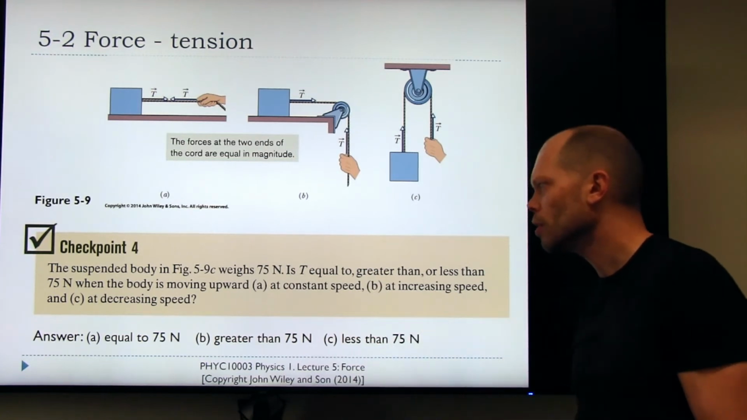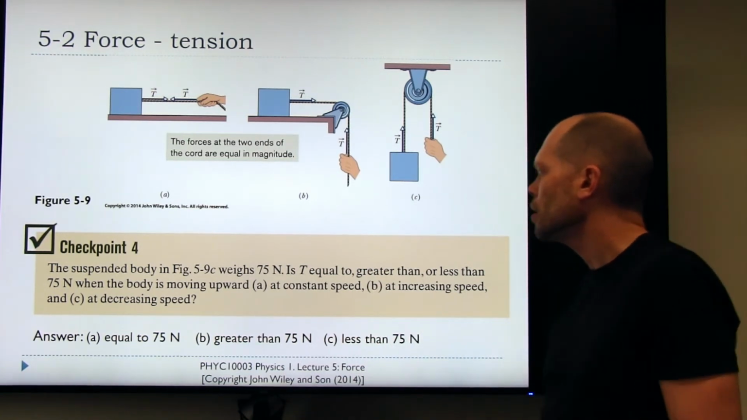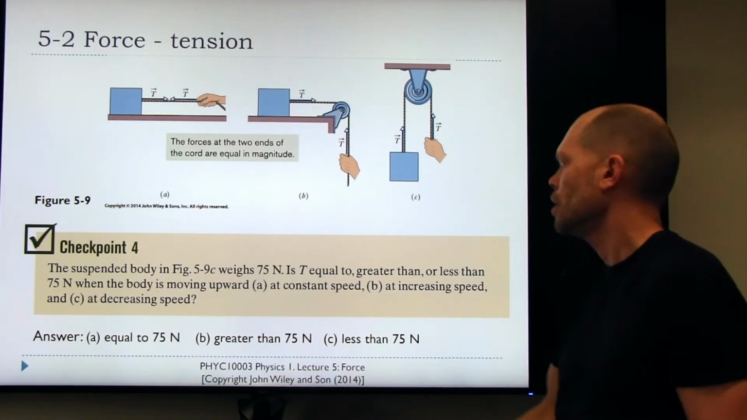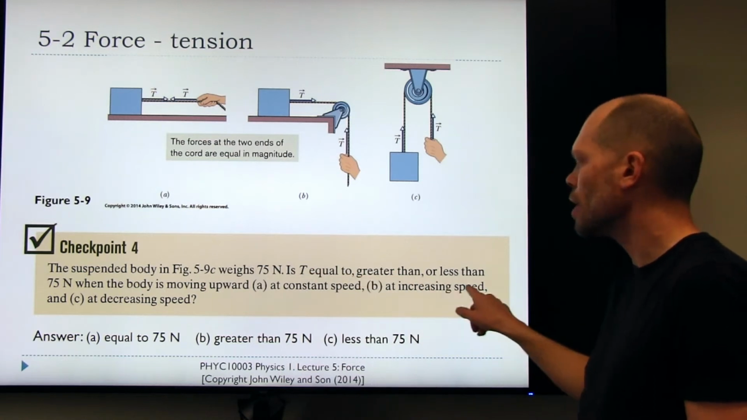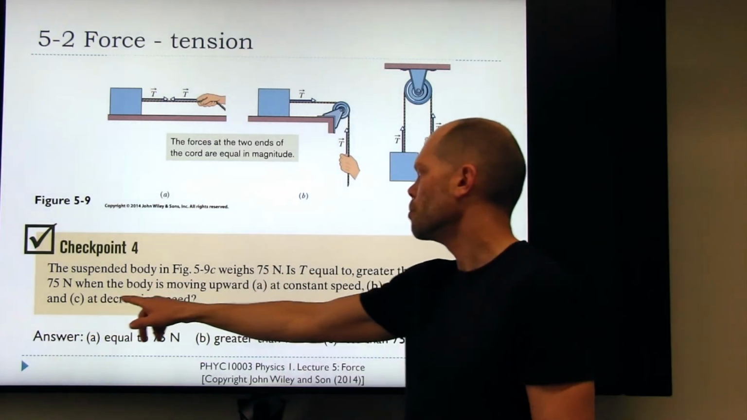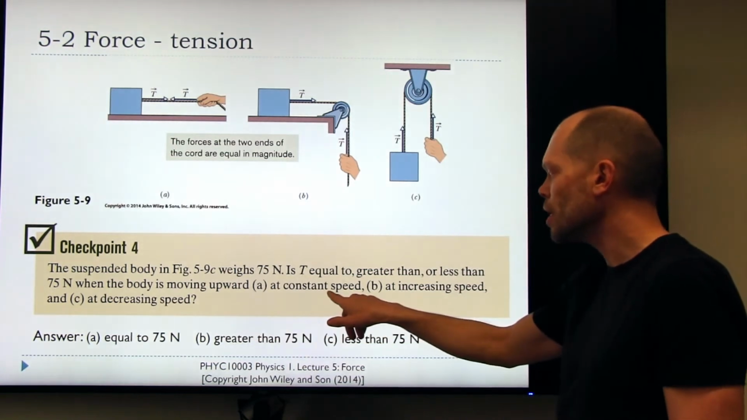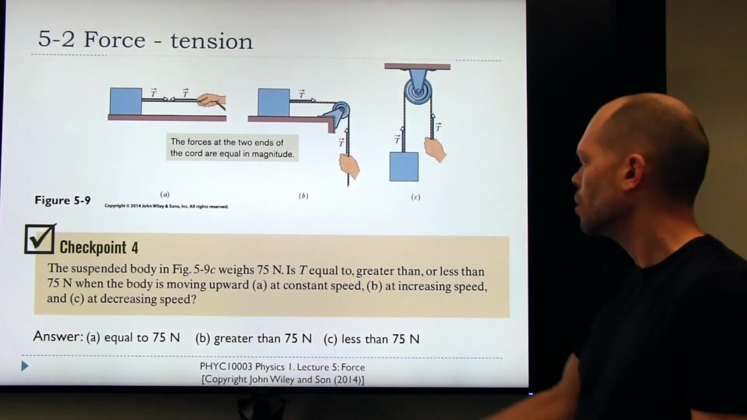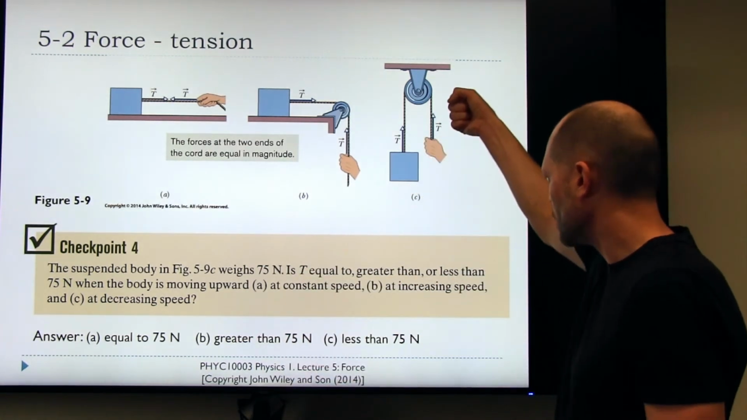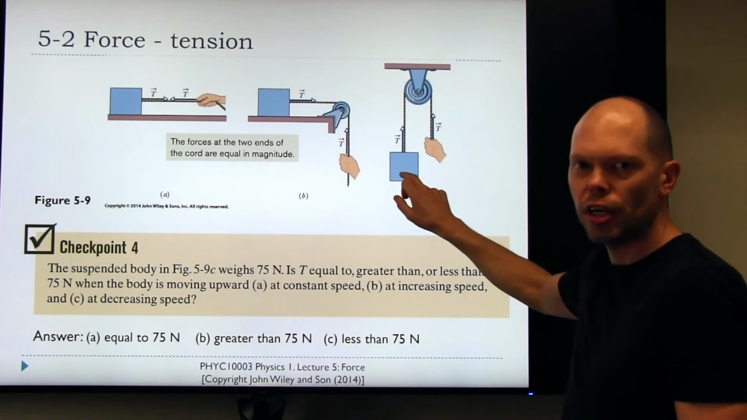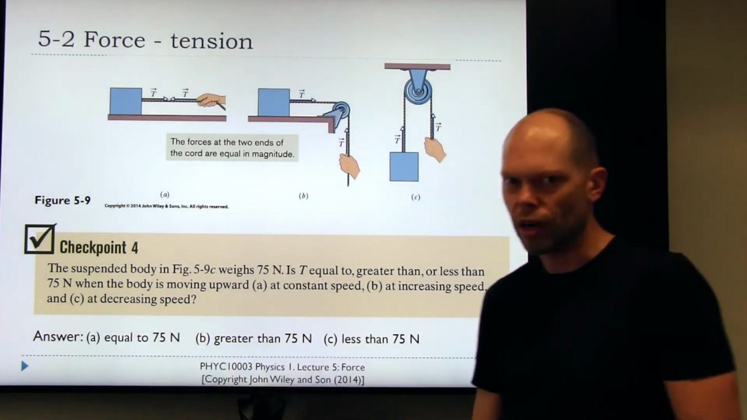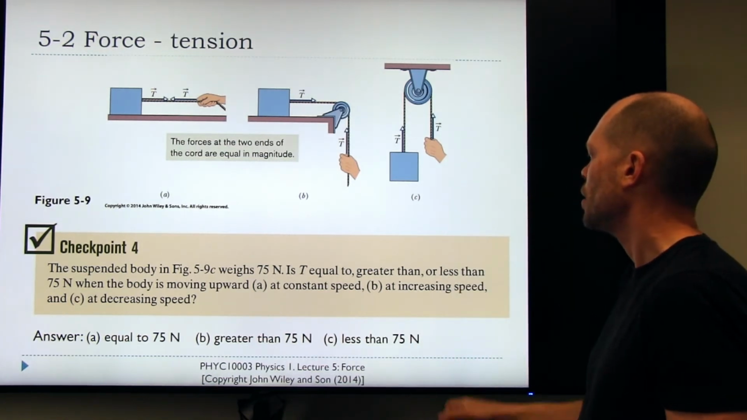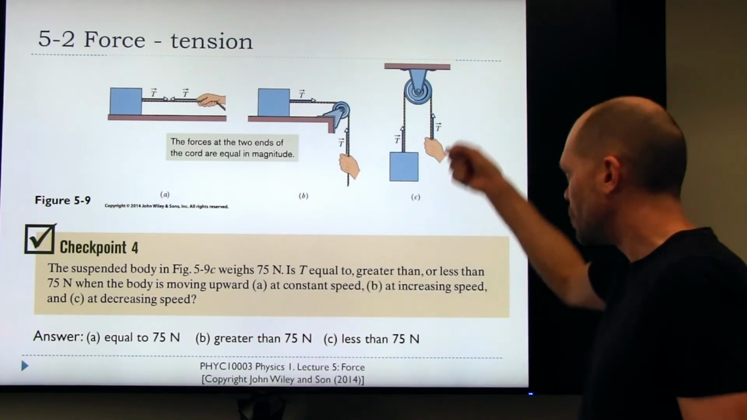So checkpoint number 4. The suspended body in figure 5.9c weighs 75 newtons. Is the tension equal to, greater than, or less than 75 newtons when the body is moving upward at a constant speed, an increasing speed, or a decreasing speed? Well, if we're pulling at a constant speed, there's no acceleration. It's going to be equal to 75 newtons. If we're pulling up at an increasing speed, then the tension is going to be greater.